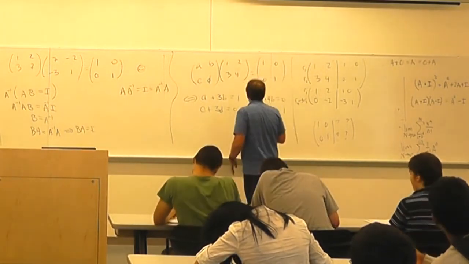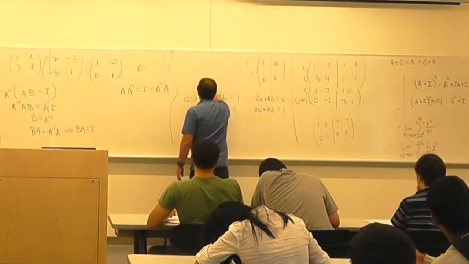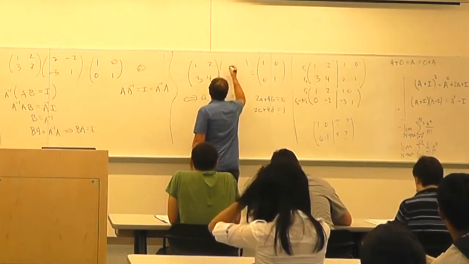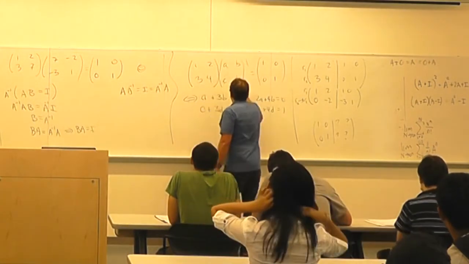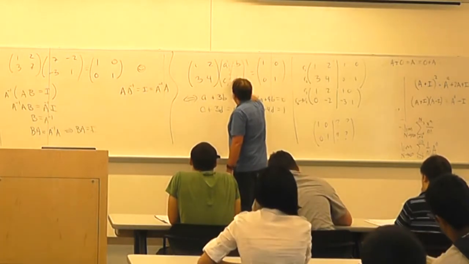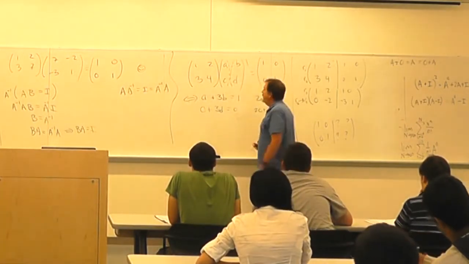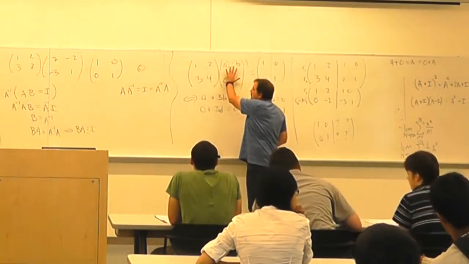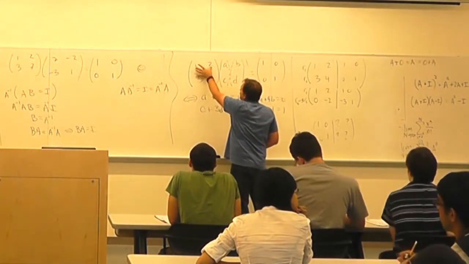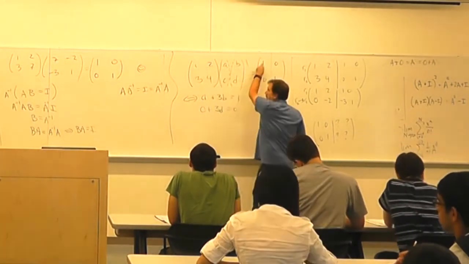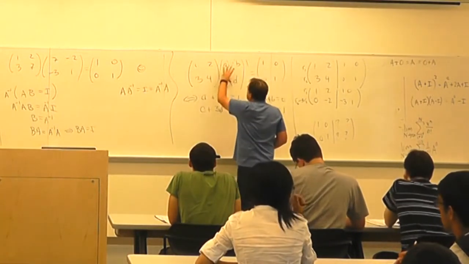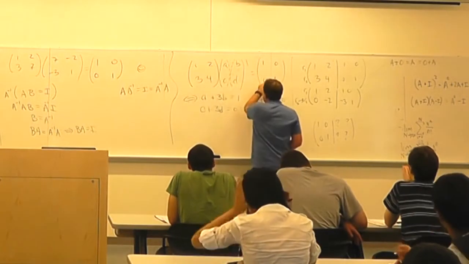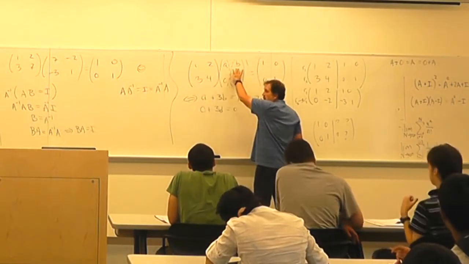Okay, so let me say this again. Let me write it the other way so that it matches. 1, 2, 3, 4 times some matrix A, B, C, D. I'm really thinking of this as a pair of column vectors, and I'm saying, find A, B, C, and D that satisfies the equation. This dot product is 1. This dot product is 0. This dot product is 0. And this dot product is 1.